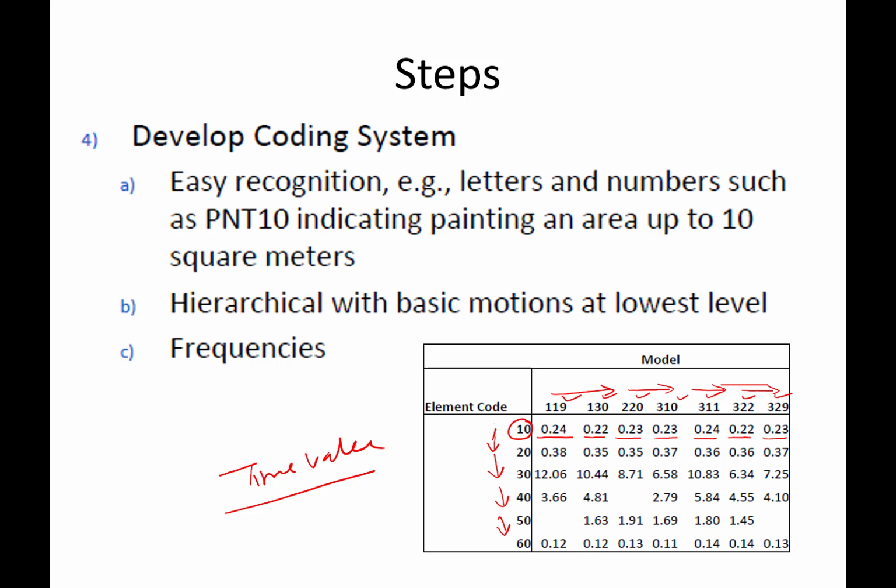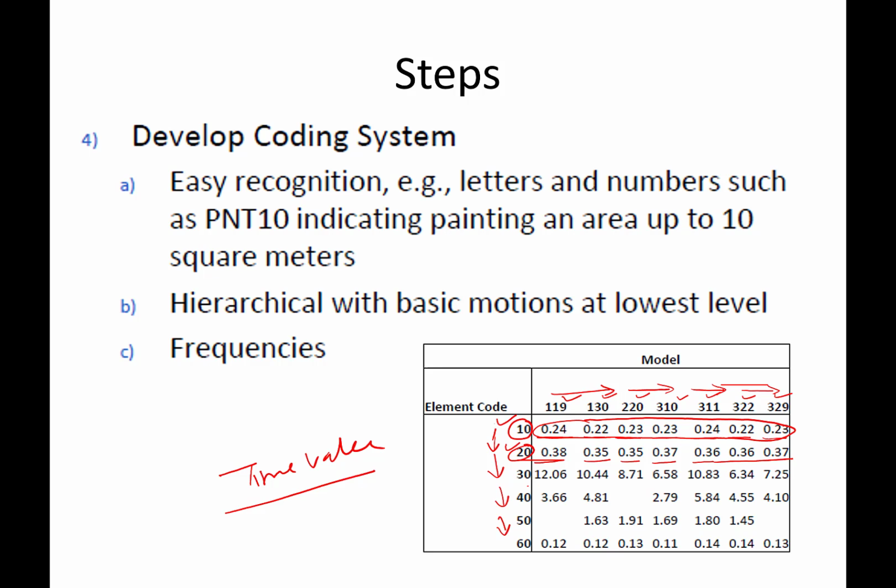So there is no consistency, there is no trend. The time is by and large hovering from 0.22 to 0.24, and there is no major change with the model which is to be manufactured. Same is true here, 0.38, 0.35, 0.35, 0.37, 0.36. So there is no change. So for element 10 and element 20, the time is not changing for the different models, whether it is model 119 or model 329.